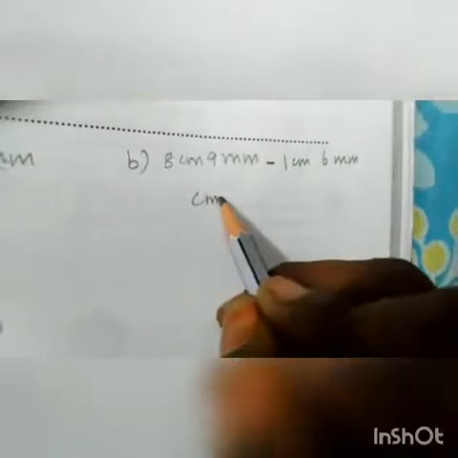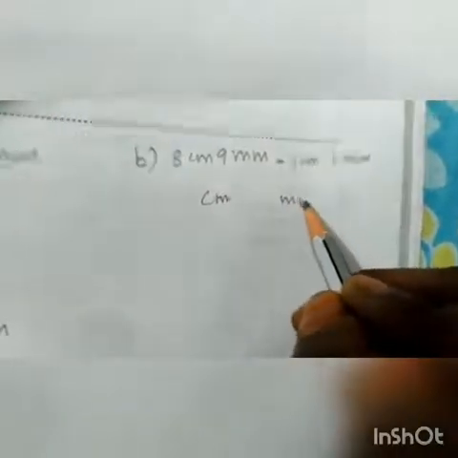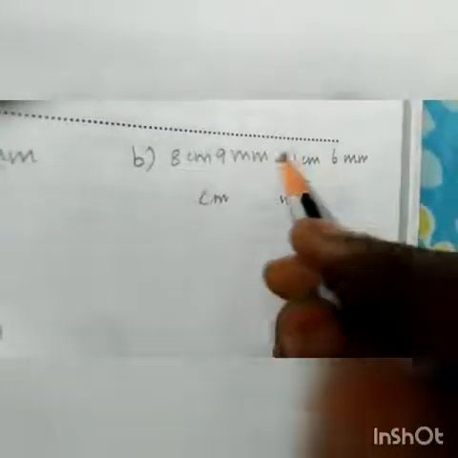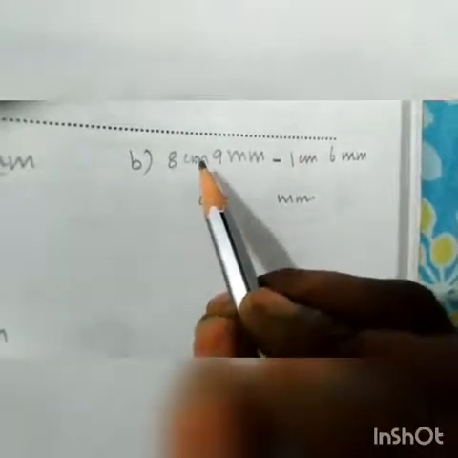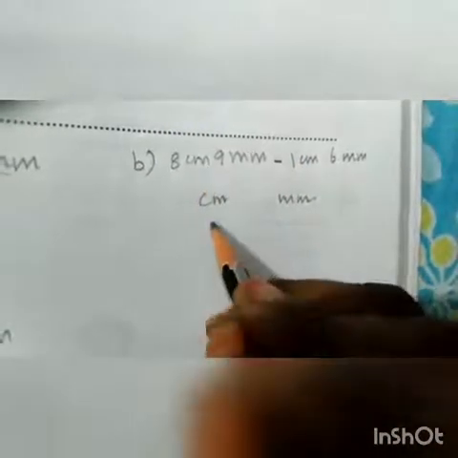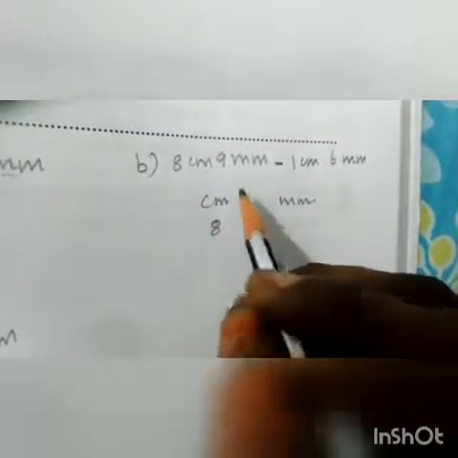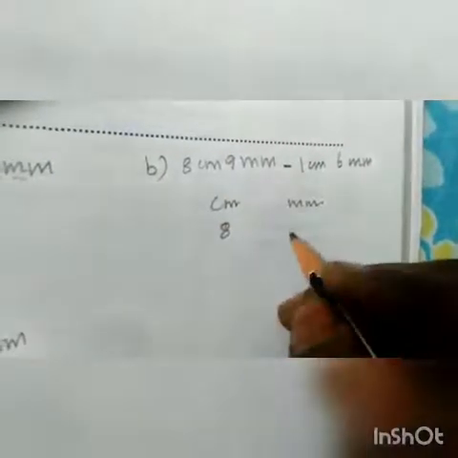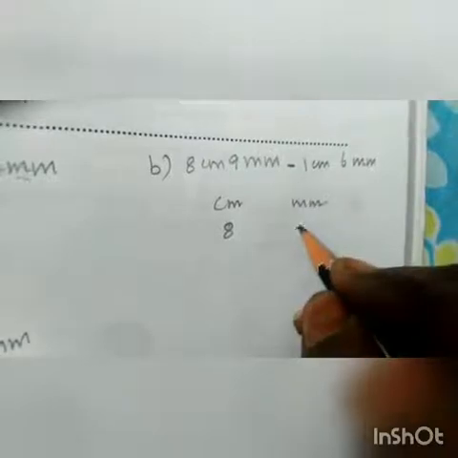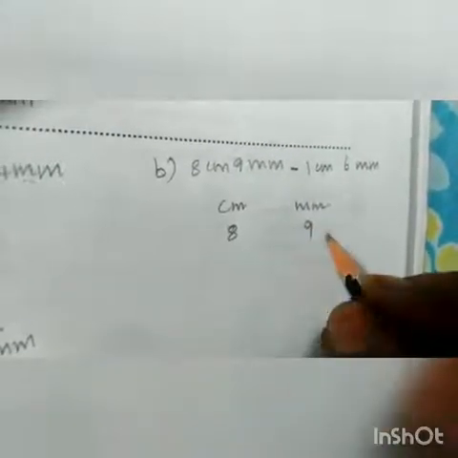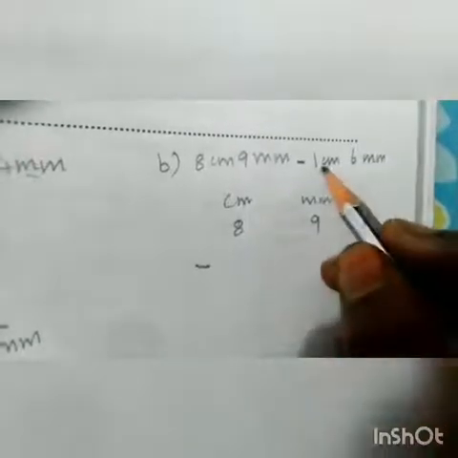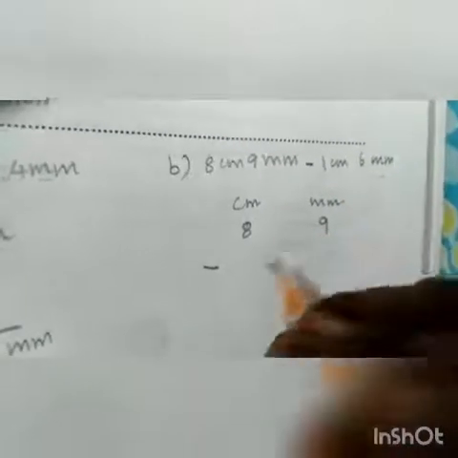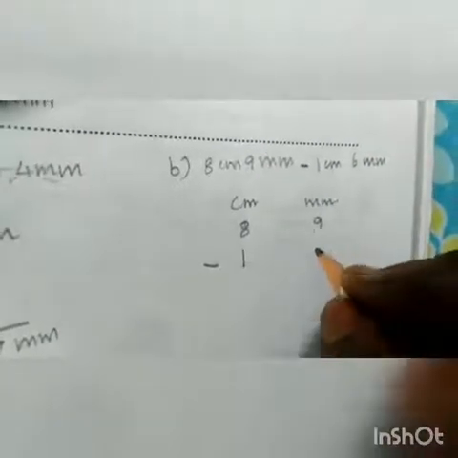Okay, subtraction. Subtraction is the same as addition. Let me see. 8 centimeter means below centimeter we have to write 8. Then millimeter is also given before minus, so we have to write 9 in the same line. Then minus is given, write minus in the next line. Then 1 centimeter 6 millimeter is given, so write 1 under centimeter and 6 under millimeter.